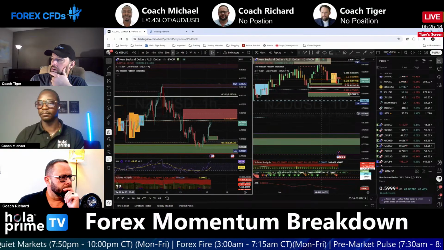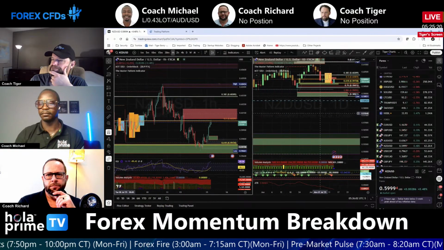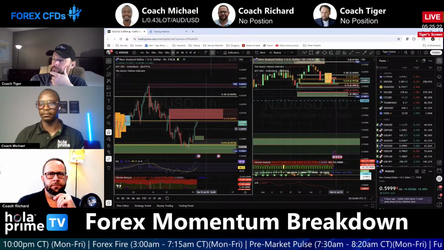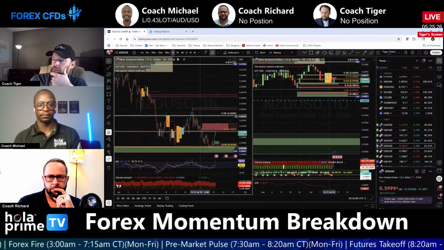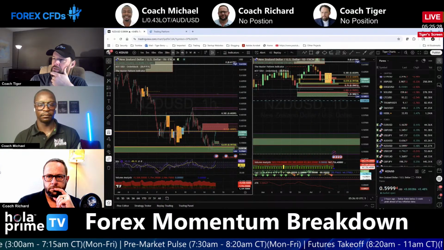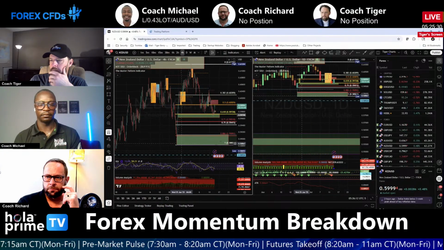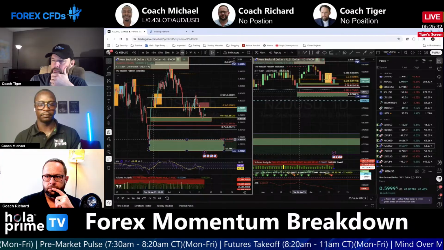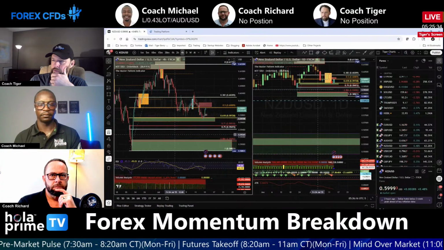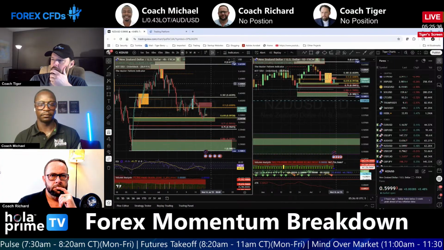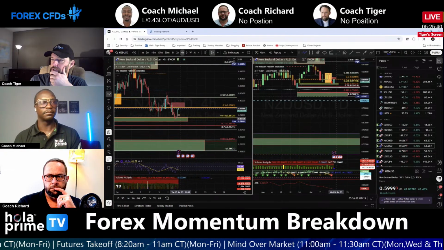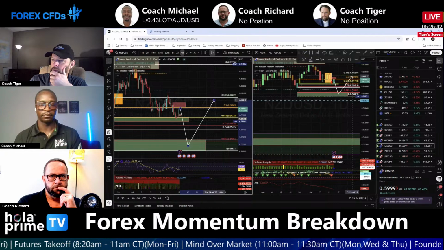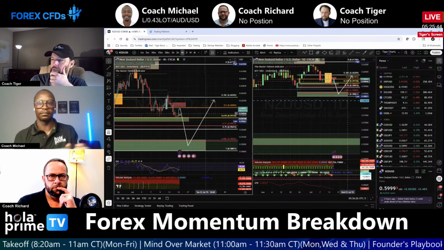I don't really think I have a play on it though. Now that I look at it, I do have a nice 4-hour demand zone further down, but that's quite a ways. Quite a ways to go to get a bounce like this.